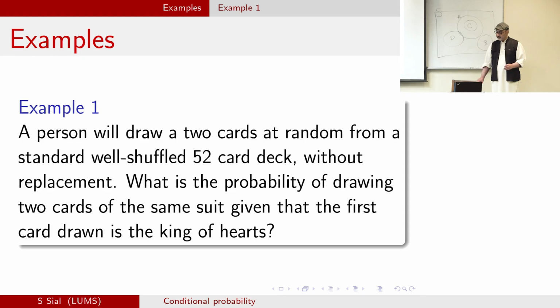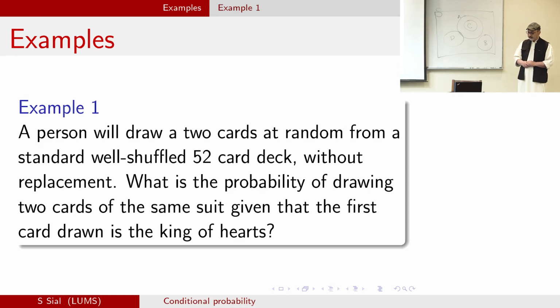A person draws 2 cards at random from a standard 52 card deck, a fair deck, and there's no replacement. What's the probability of drawing 2 cards of the same suit? There are 4 suits, right? Hearts, clubs, spades, diamonds.